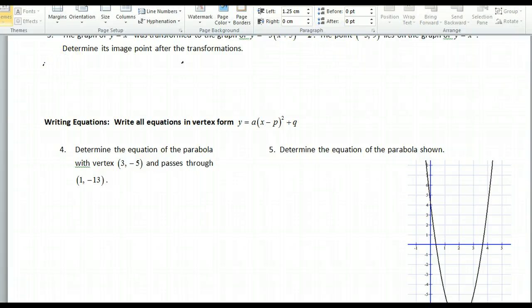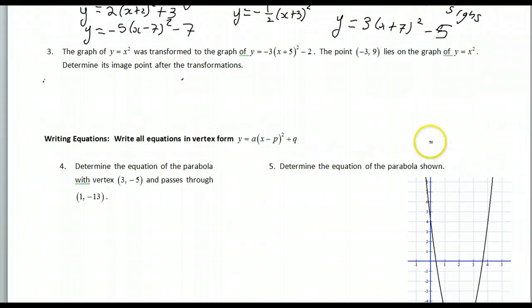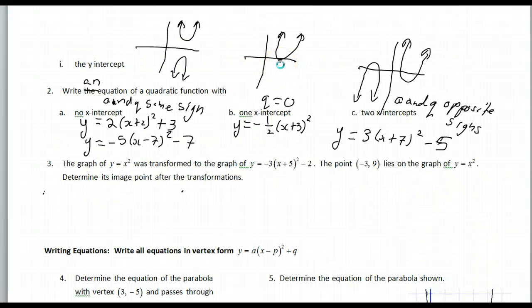Number 3, which has disappeared off the screen. The graph of y equals x squared was transformed to the graph of y equals -3(x plus 5) quantity squared minus 2. We have a point (-3, 9), which lies on the graph y equals x squared. Put in an x of -3, square it, you'll get 9. And we want to know, where is that point going to end up after all of these transformations?